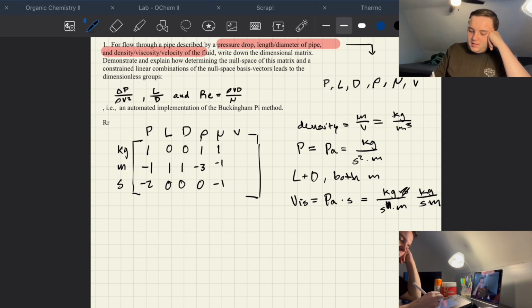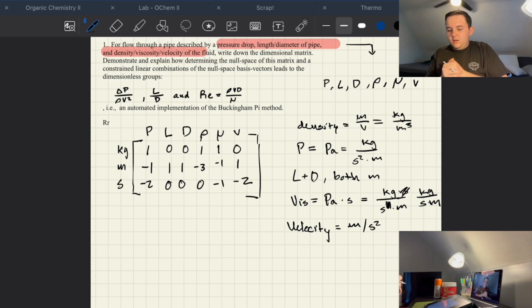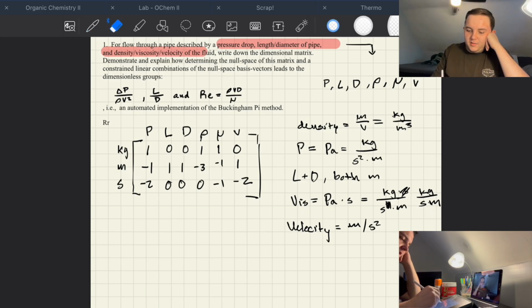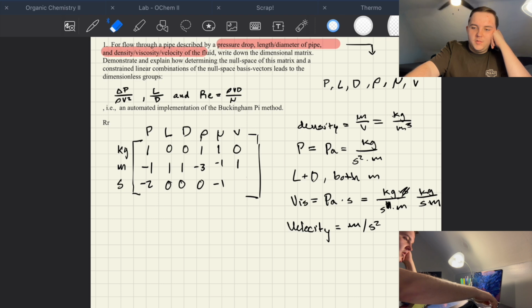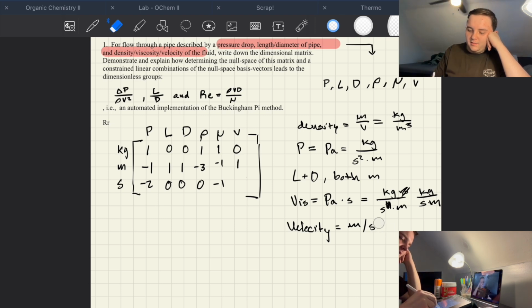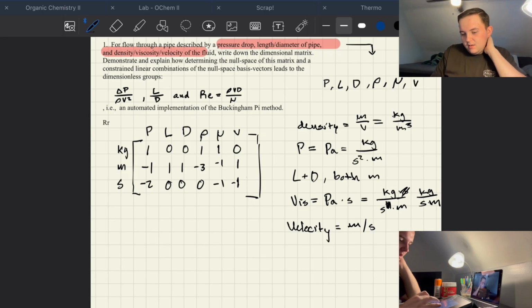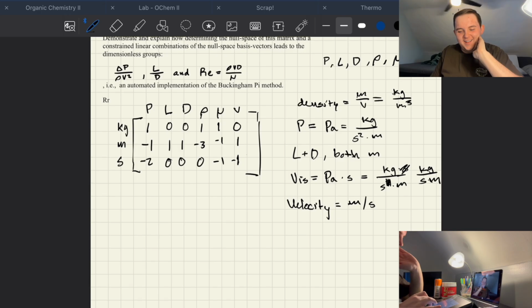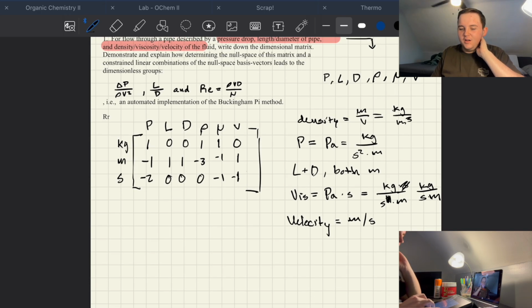And then velocity, I probably don't need to write this down, but it is equal to meters per second squared. So 0 kilograms, meters per second squared. Or, oh my gosh, not second squared. Oops, hold on. Meters per second. Bad. Okay. Glad I caught that now, not later.